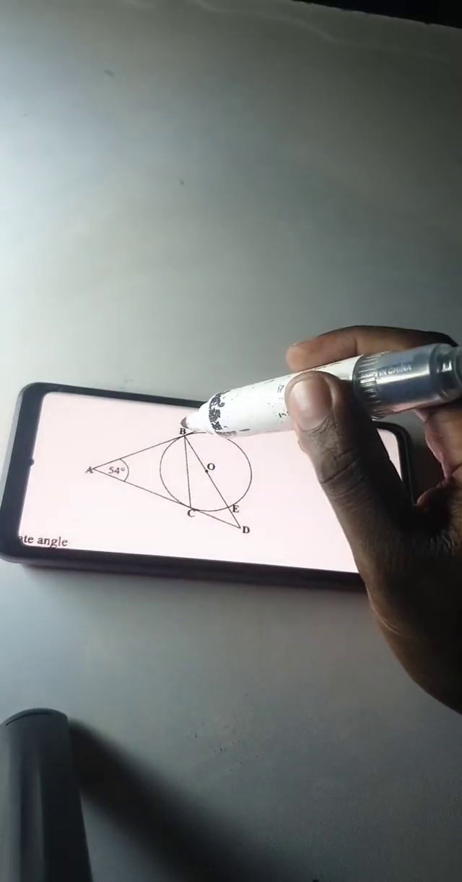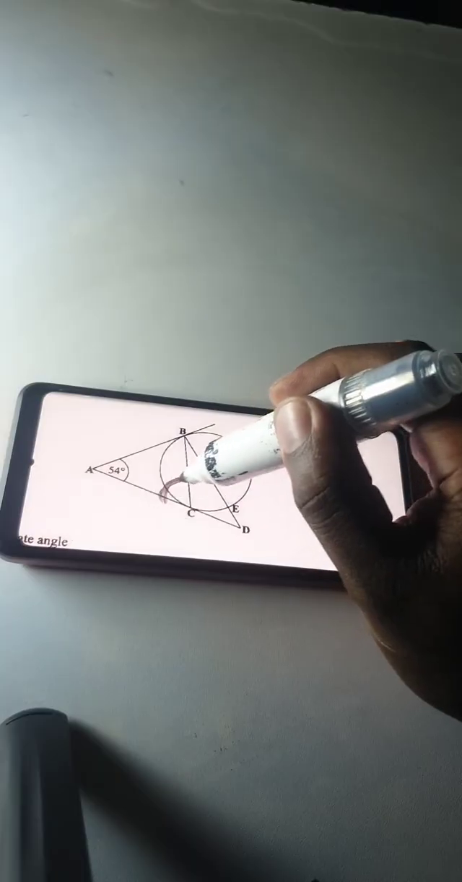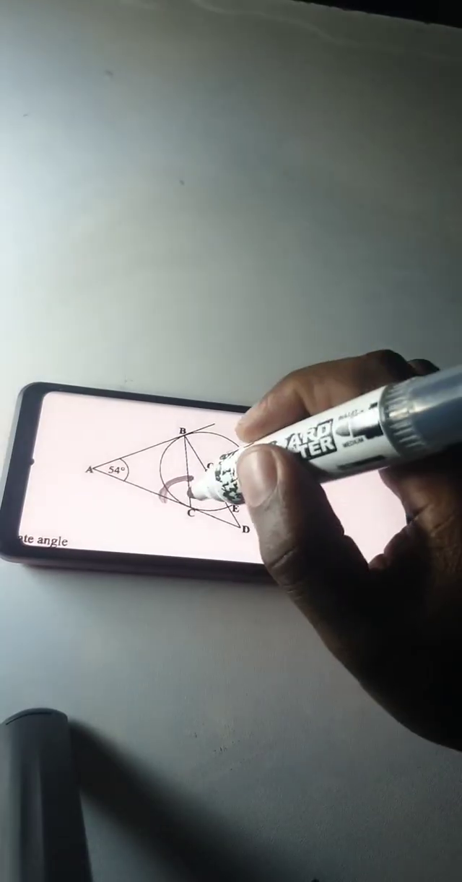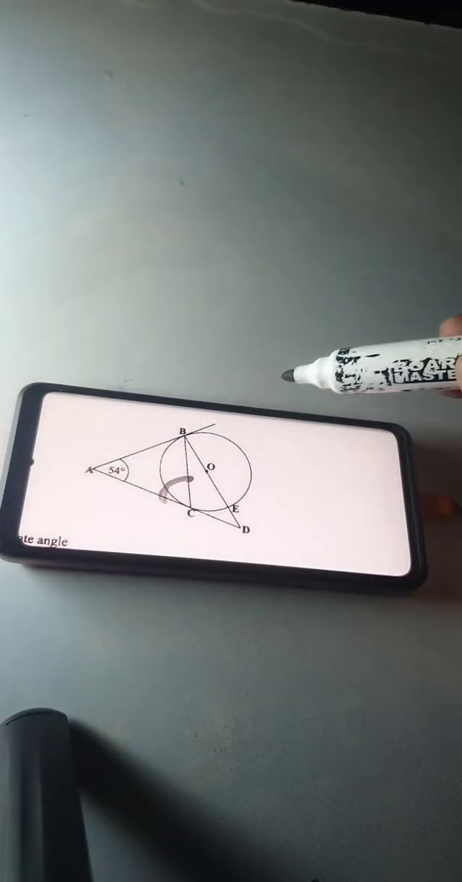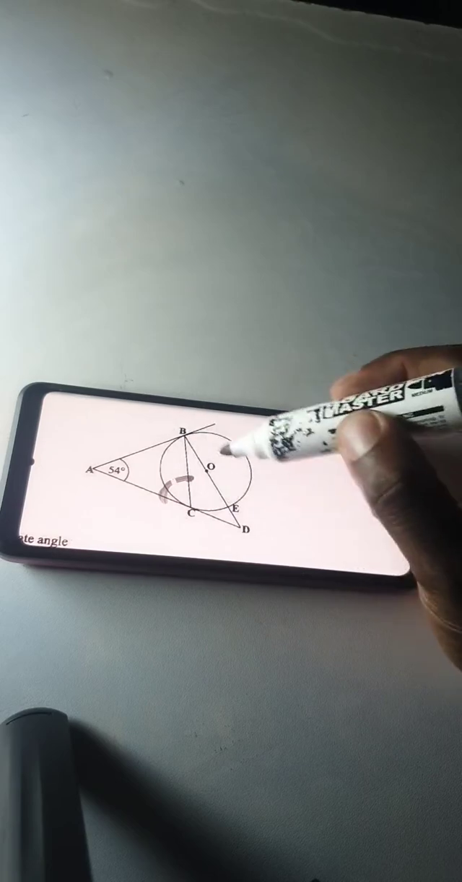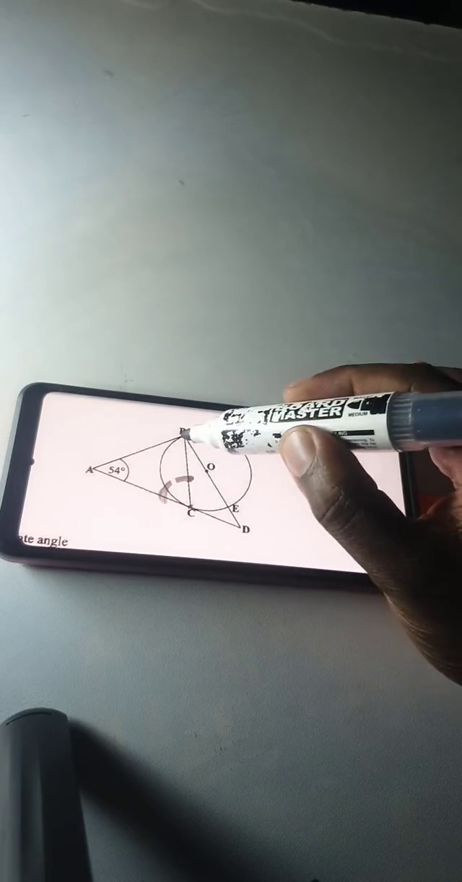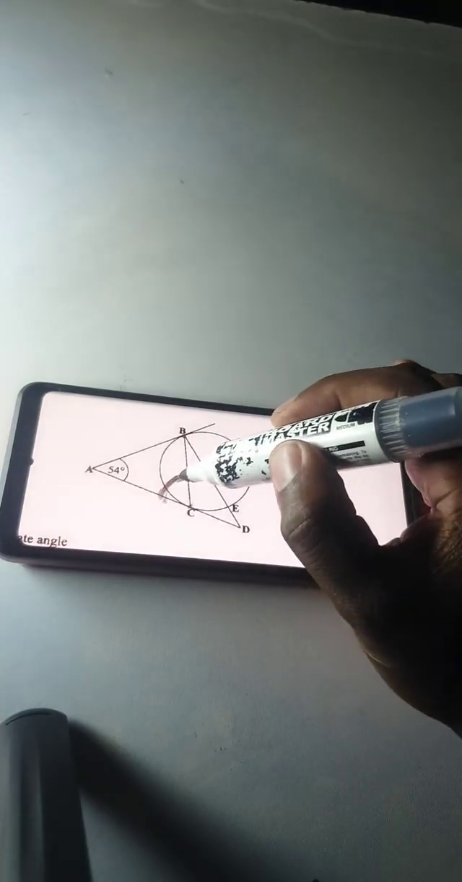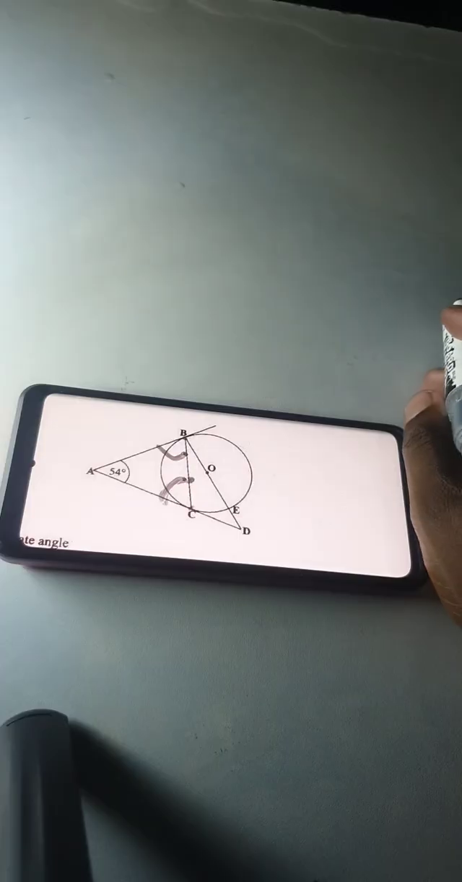So the first question that they are asking us is to calculate angle ACB. This angle right here. How do we find this angle? You should understand that this tangent and that tangent are meeting the circle at this point and at that point, making this angle equal to that angle.